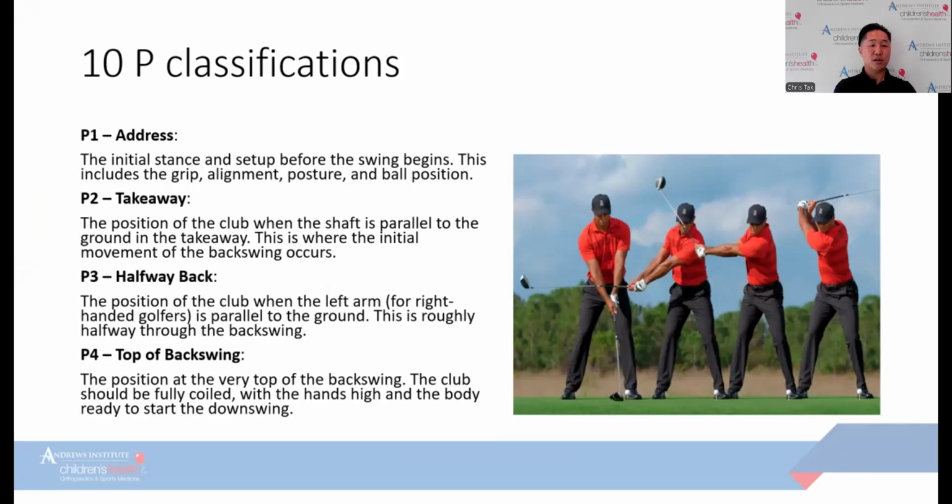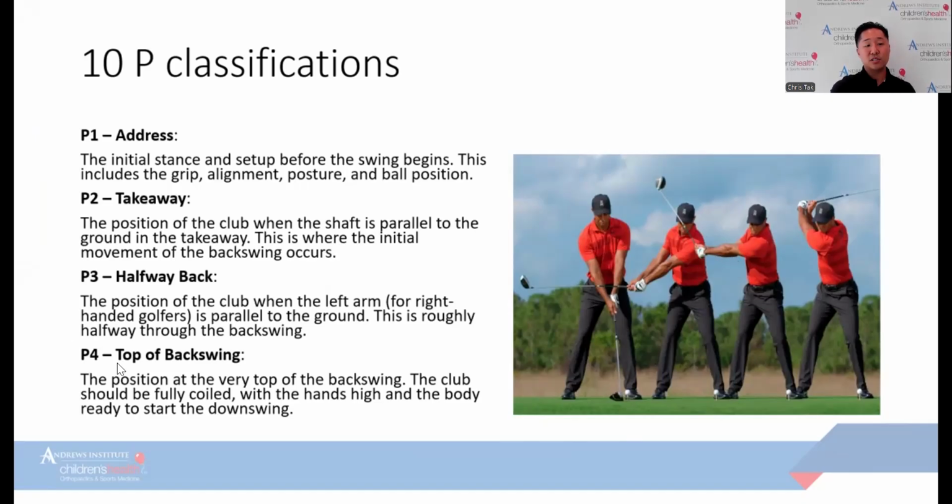P2 is the position of the club when the shaft is parallel to the ground in the takeaway. If you look at Tiger Woods right here, in the second picture, the shaft of the club is parallel to the ground, and this will occur in the initial movement of the backswing. And then, of course, you have your halfway back. Now we're looking at more of the lead arm. The lead arm is parallel to the ground, roughly halfway through the backswing. That's going to be the P3.